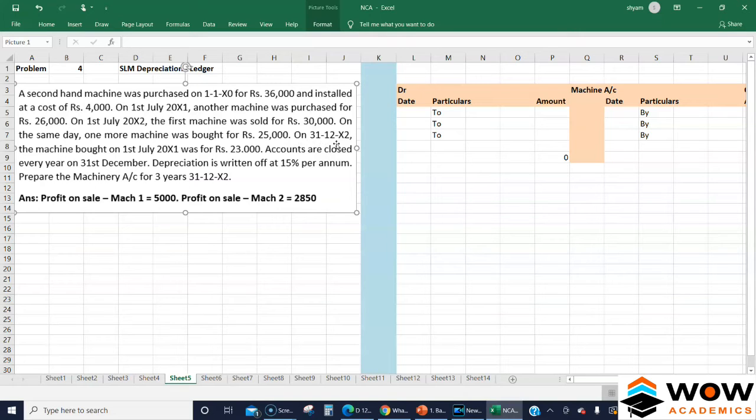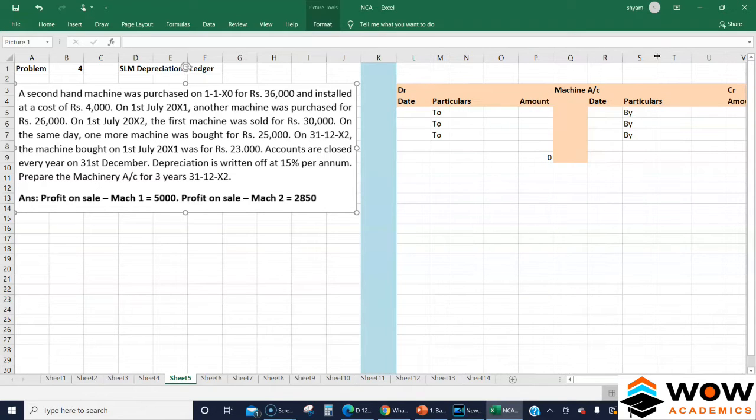On 31/12/2012, the machine bought on 1st July, that is the second machine, has been sold for 23,000. Accounts are closed on 31st December. Thank God they are closed in December, because if it were closed in March, we would have a little bit higher headache. Depreciation is written off at 15% per annum. So that's the concept here. We will set up the table and then we can start.